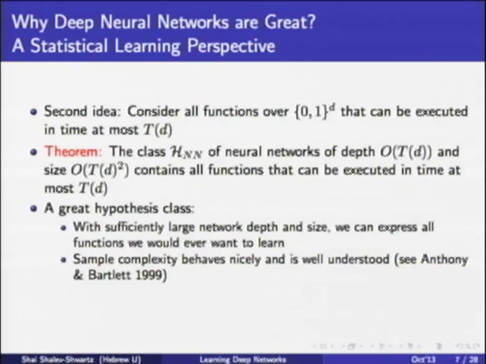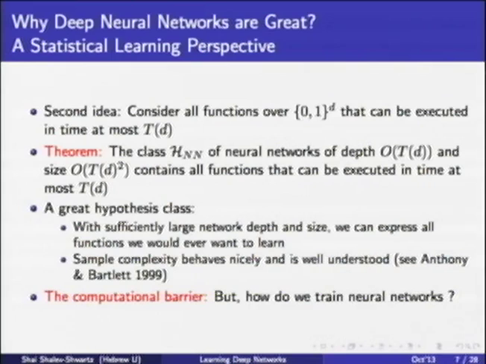So the sample complexity behaves nicely. It depends linearly or quadratically on the size of the network. So everything is, again, great. So this is why we should care about neural networks. Of course, as before, we have a problem: how to train neural networks. So we know how to learn from the statistical point of view, just find a good neural network in the sense that it behaves nicely over the training set. But how can we find such a neural network?